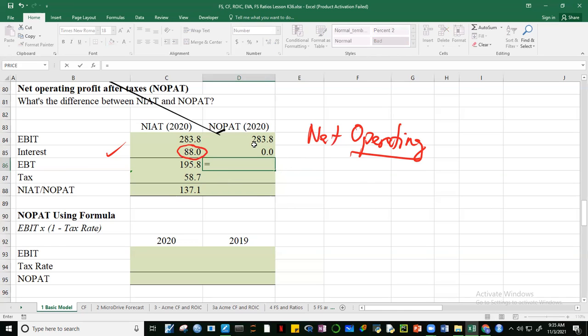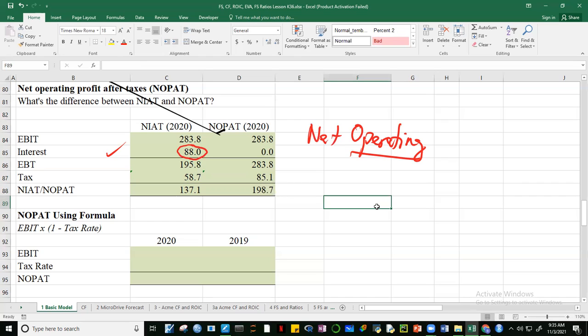Therefore, our EBT, earnings before tax, will be still the same. Okay, it's 283.8, and then we multiply this by the tax rate times tax. Therefore, our net operating profit after tax is, so let me increase the decimal, all right. Okay, so that's how we compute for the net operating profit after tax.